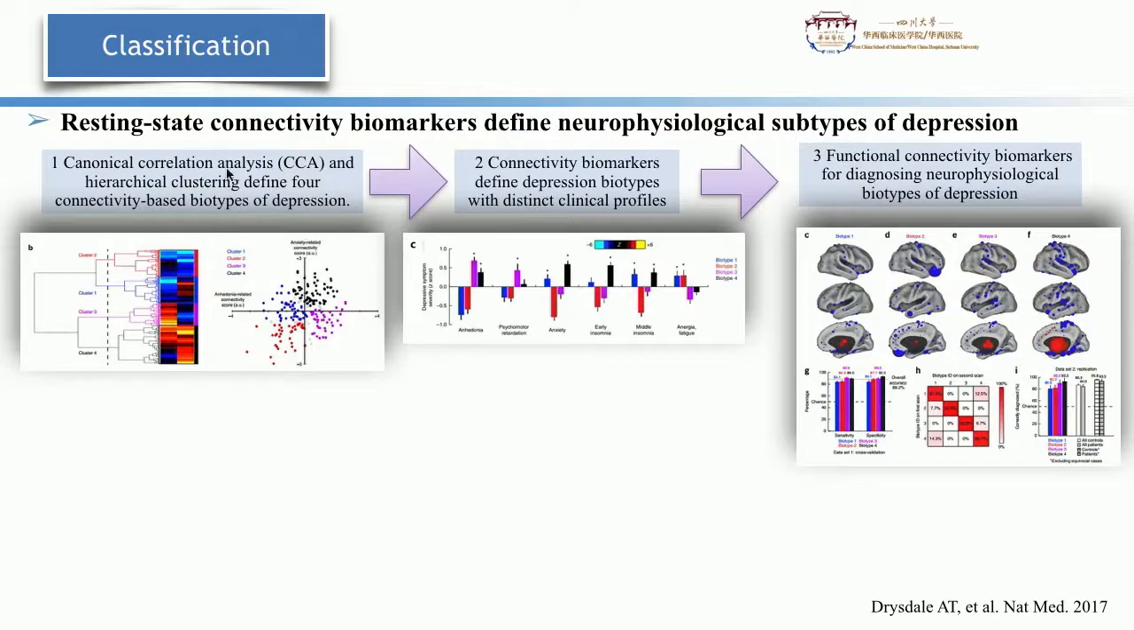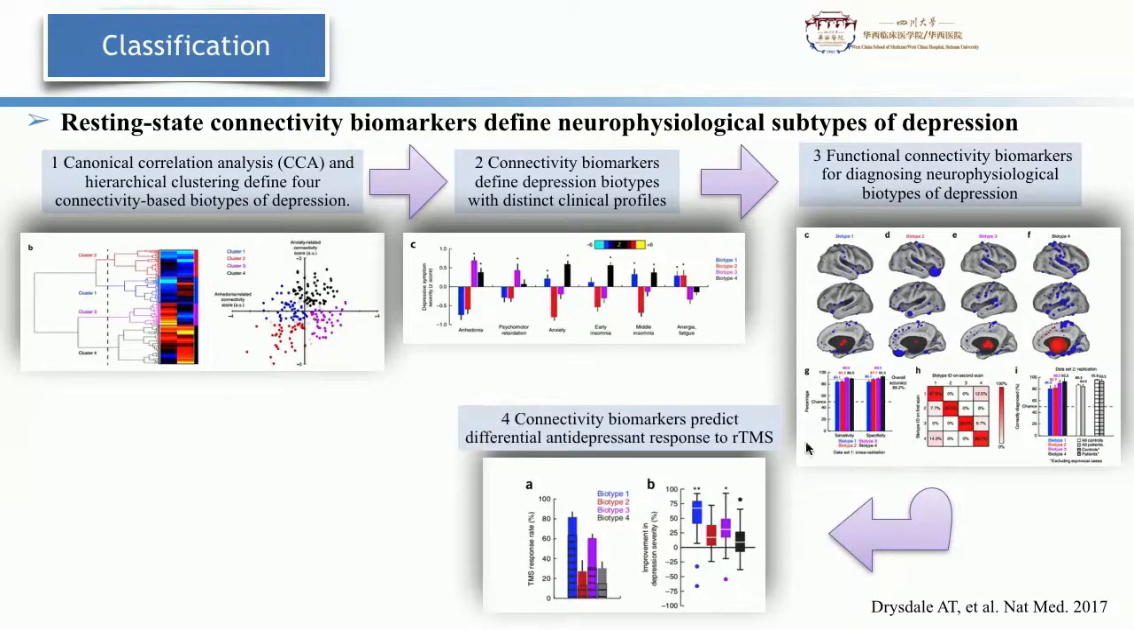And first, they're doing some mathematical things with some algorithms, so they find connectivity-based biotypes of depression. So this is more likely to be algorithm. But then with these biotypes of depression, they find that this kind of biotype depression is distinct from clinical profiles. So that means it's not totally the clinical classification we used to do. And then they use this biotype to see if it can be used to classify the patient and give a good sensitivity and specificity, and it works well.